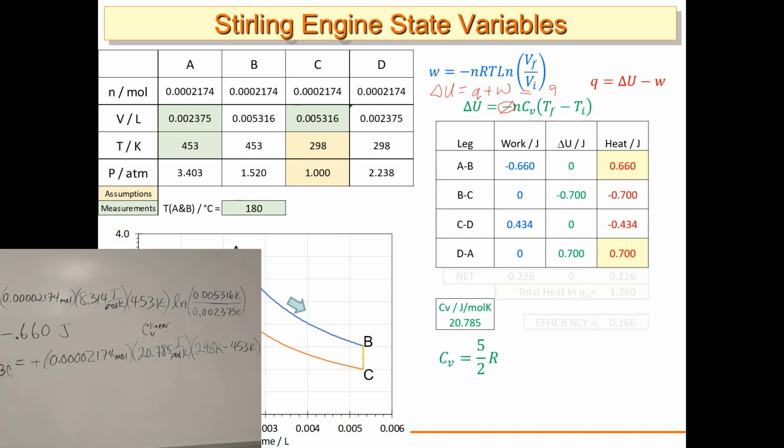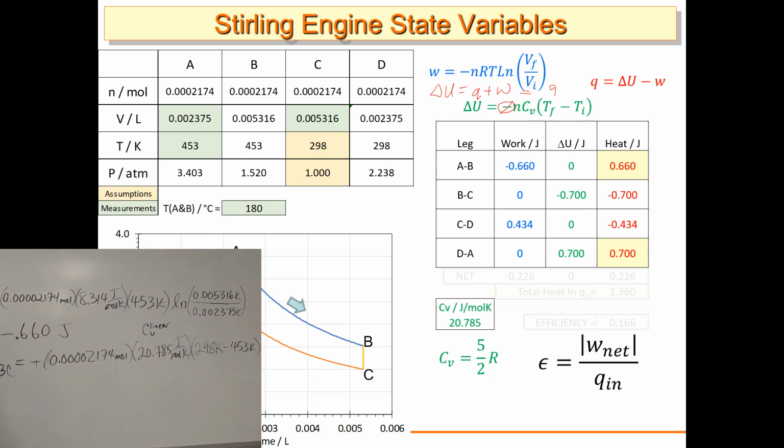All right. And so now that we have the heat values and we have the work values, we can figure out what our efficiency is. Because we can take the net amount of work generated by the cycle and divide that by the heat that went into the system. Okay. So this is our efficiency.